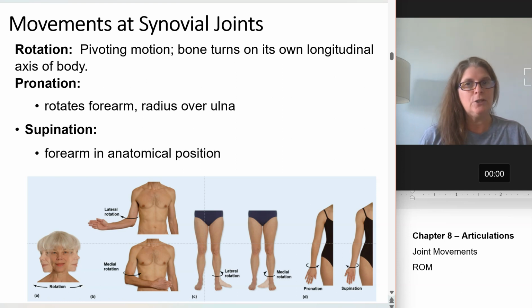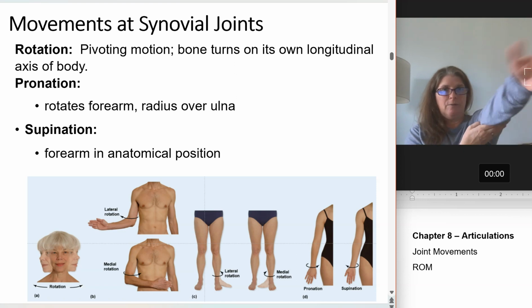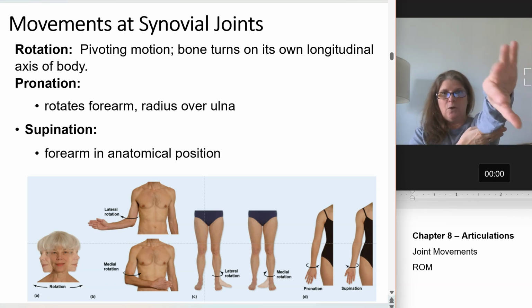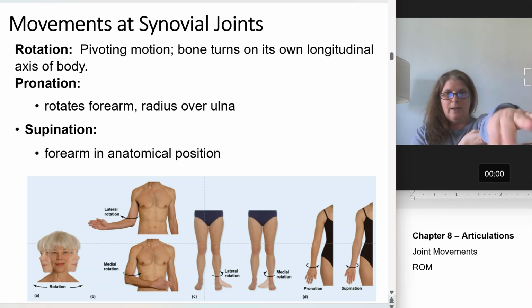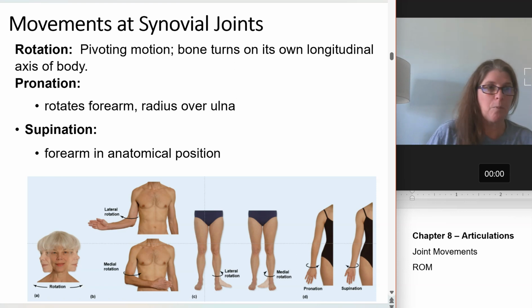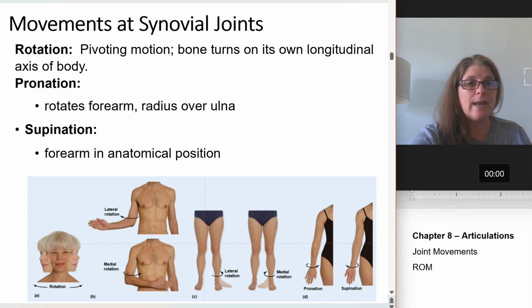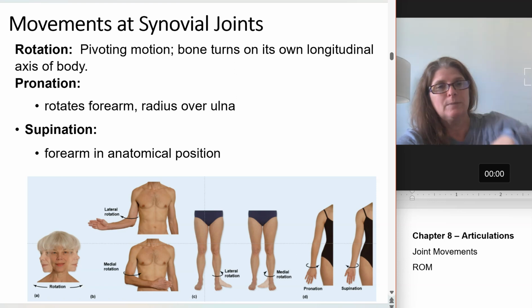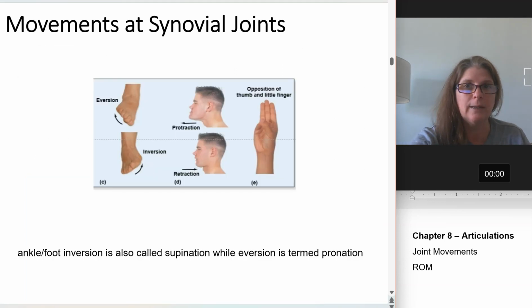Now, pronation and supination only involves that proximal radial ulnar joint, right, when we flip. So when pronation, palm down, supination, palm up. And so in anatomical position, remember that we're supinated because our palms are forward. So only muscles that insert on the radius have any shot of doing this because remember the ulna is stationary.